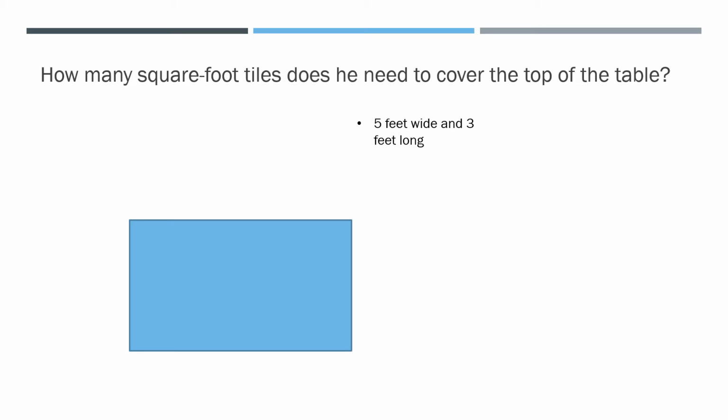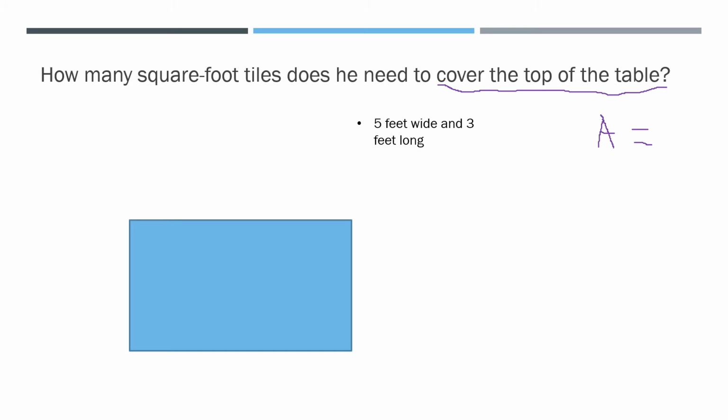So when we read this question, my eyes go straight to cover the top of the table. This indicates to me that we're going to be working with area, because as we talked about earlier, our area is the measurement of squares needed to fill the inside of the shape. Jerry is trying to cover the top of the table, so he needs the area of the table to know how many square foot tiles he'll need.